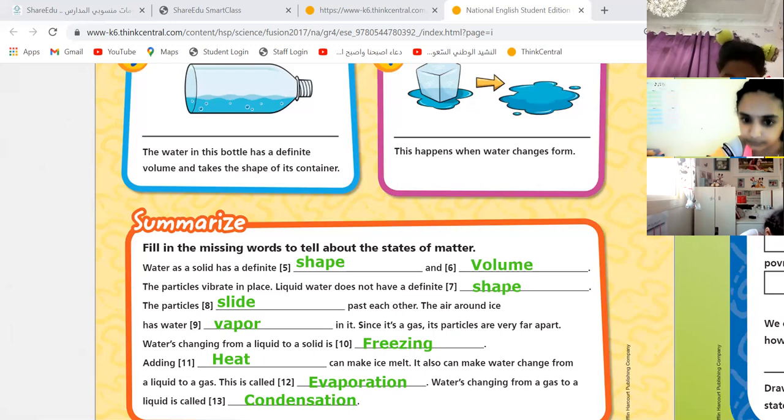You can save this one. You can annotate, press annotate, save, and you will have your answer key with you. Okay, guys?